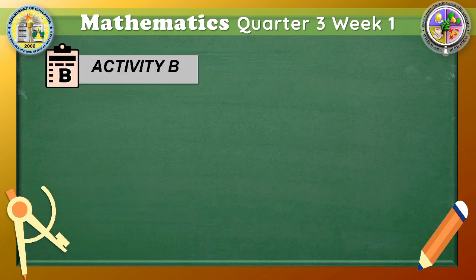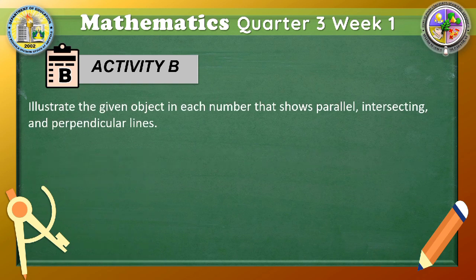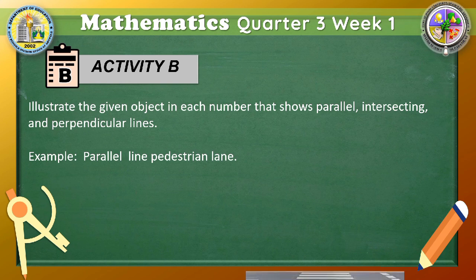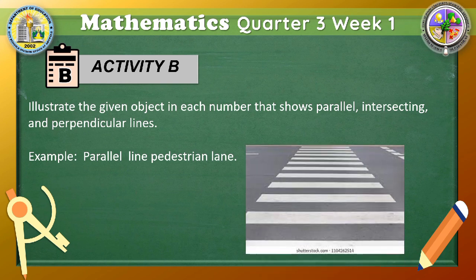Let's proceed to Activity B. Instruction: Illustrate the given object in each number that shows parallel, intersecting, and perpendicular lines. Example: parallel line, pedestrian lane. Look at the picture.